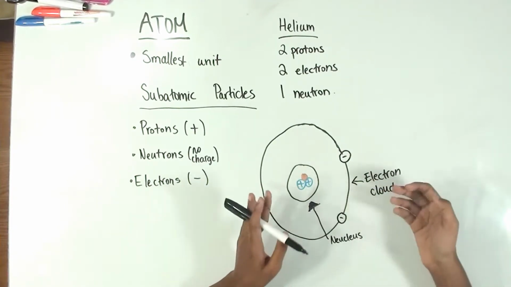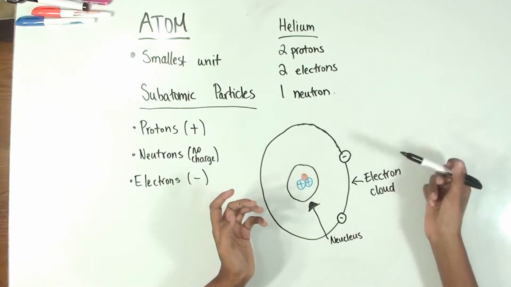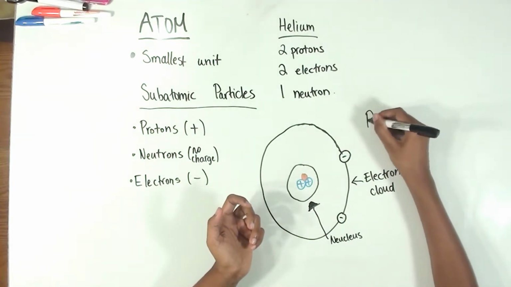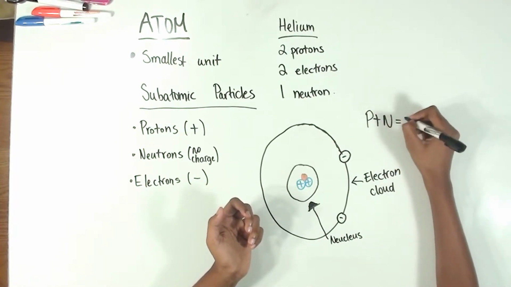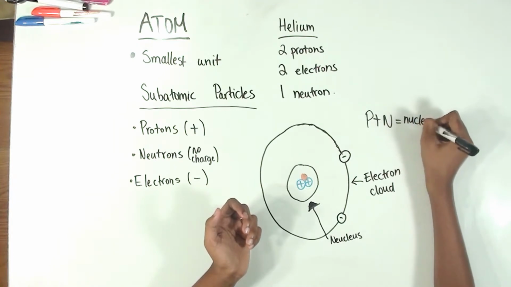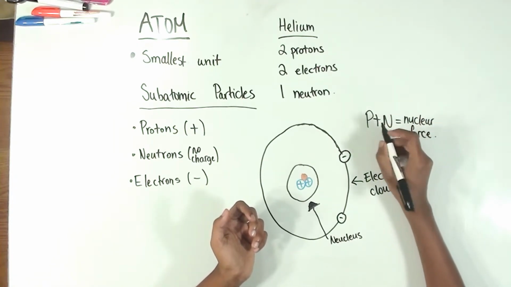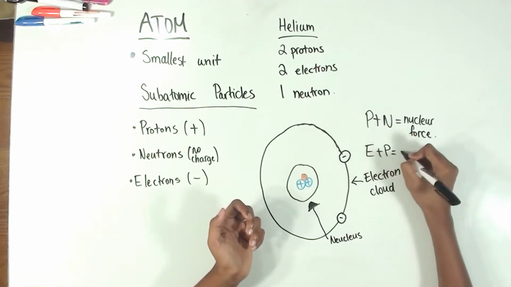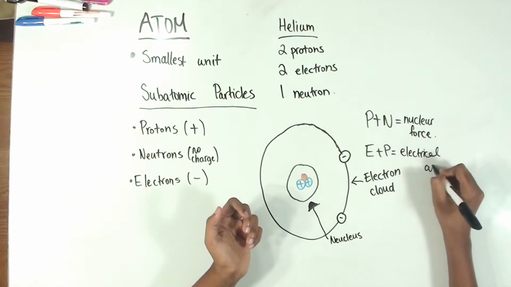So now, these subatomic particles are held together by forces. What forces are they? So I'm going to use the first letter for all of them. The protons and the neutrons, P and N, are held by a nuclear force. And the electrons and the protons are held together by electrical attractions.